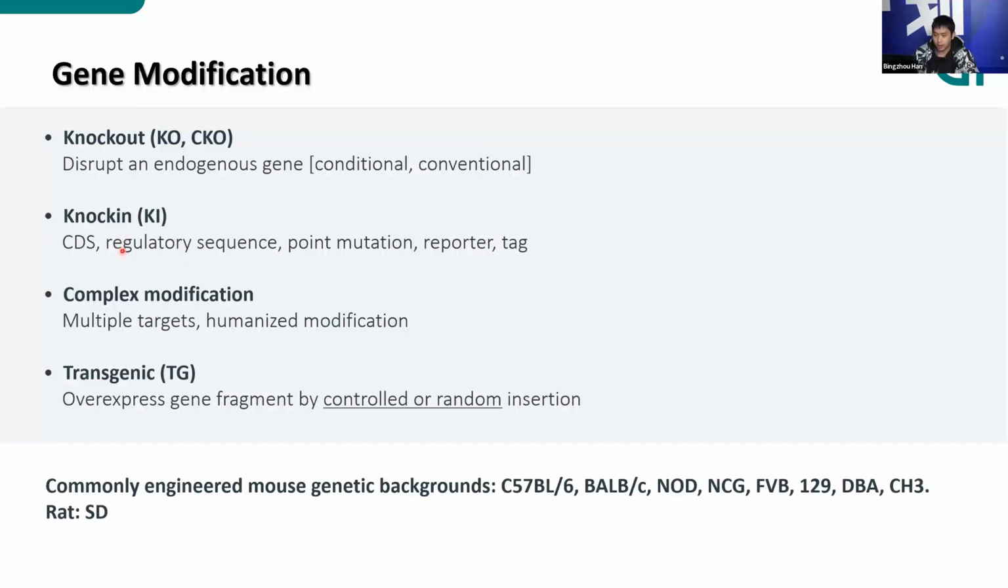And also we could combine different or multiple knock-ins and knockouts together to do complex modifications, like we can simultaneously do knock-in in multiple targets, and we could humanize an endogenous mouse gene and substitute it with a human homologous gene. And last, we can do transgenes to achieve overexpression of gene fragments, either in a controlled manner or in a random manner. So in our facility, the commonly engineered mouse genetic backgrounds are the common strains we use, like B6, like BALB/c, like NOD, and others. And also we could do this modification in the SD rat strain.